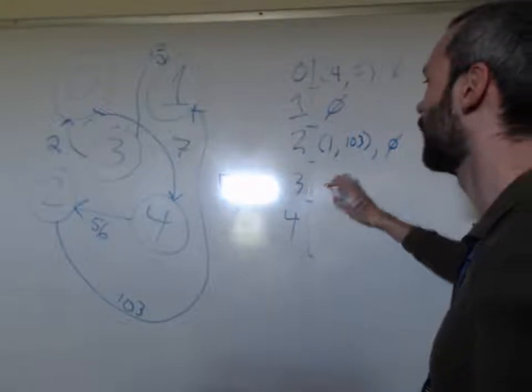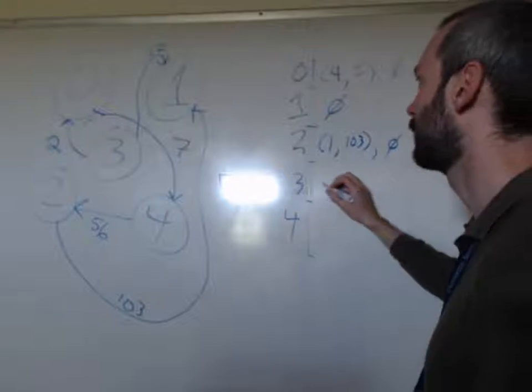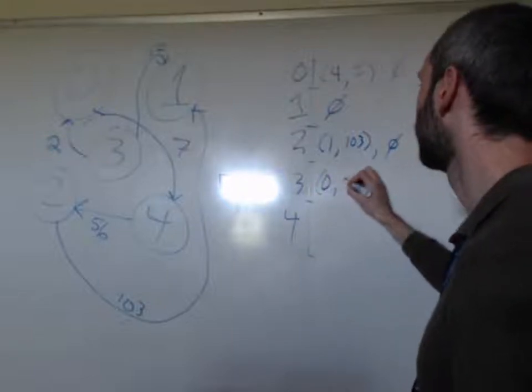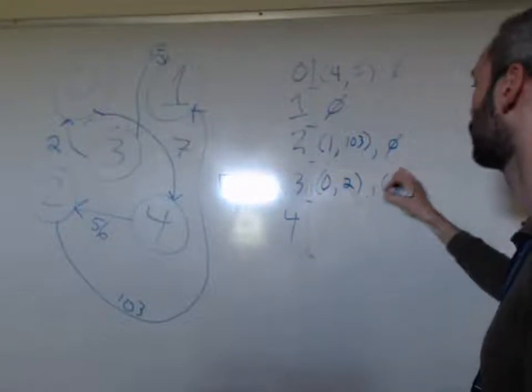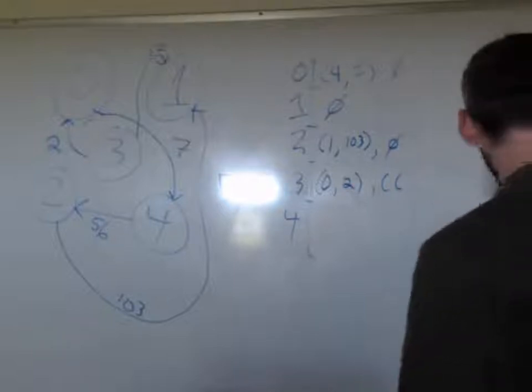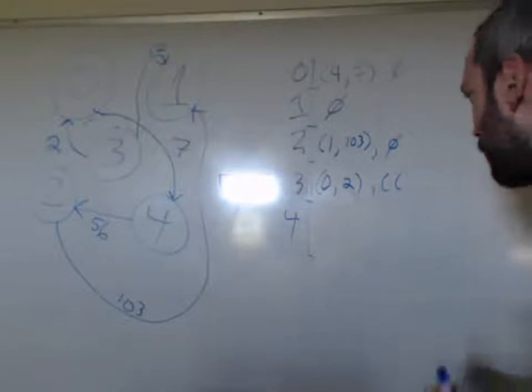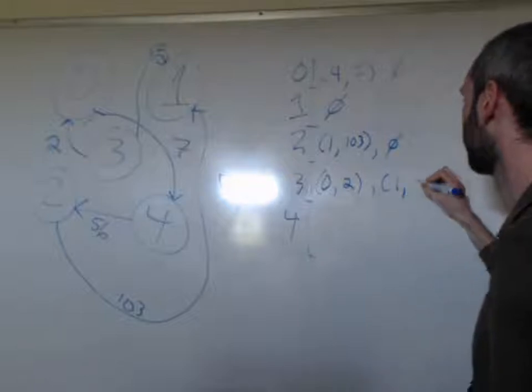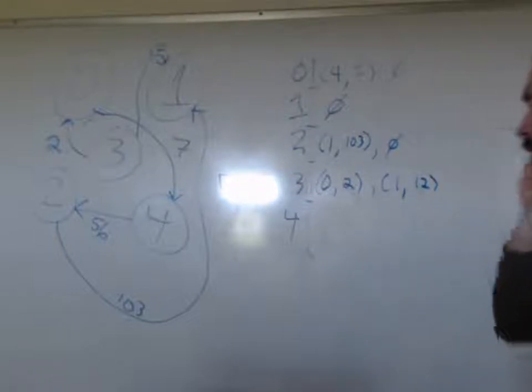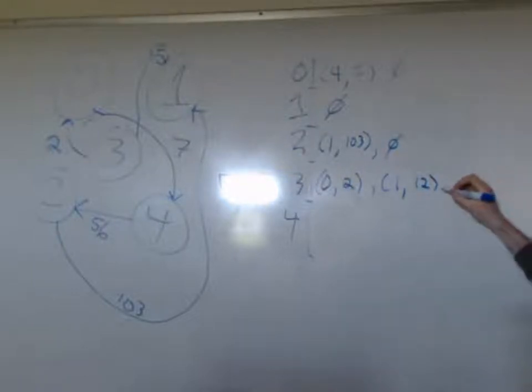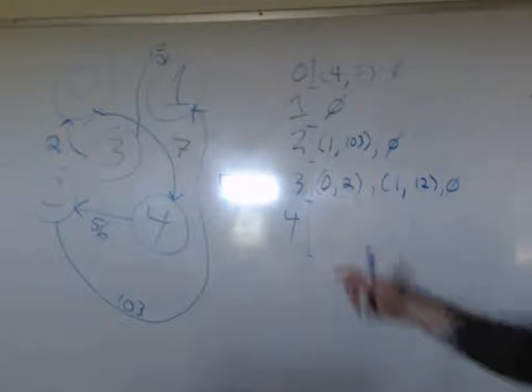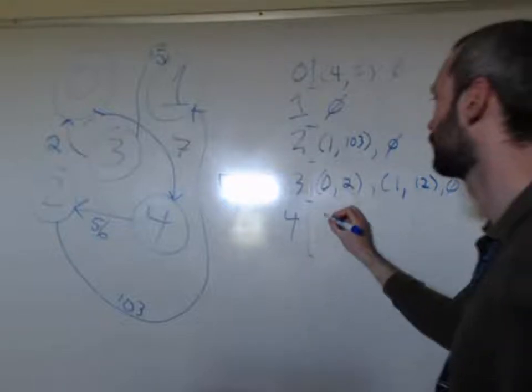All right. How about 3? You can go to 0, and it's 2. And you can go to 1, and it's 12. Let me make sure I write this correctly. And then that's it, and then we're done. How about 4? It can only go to 2, and that's 56.